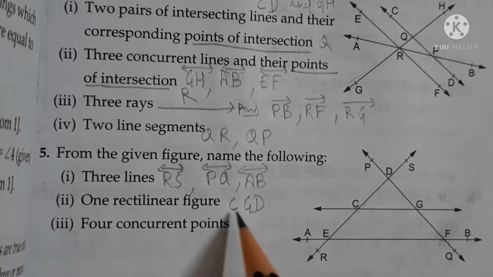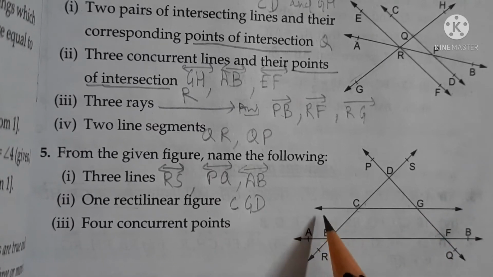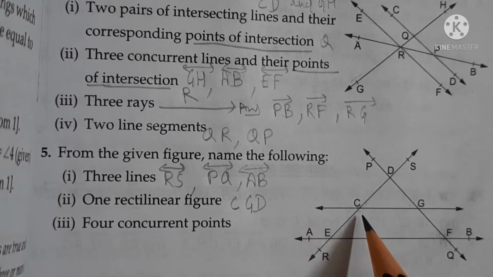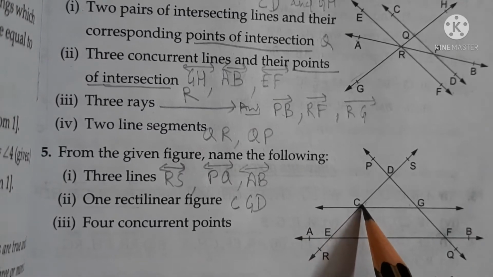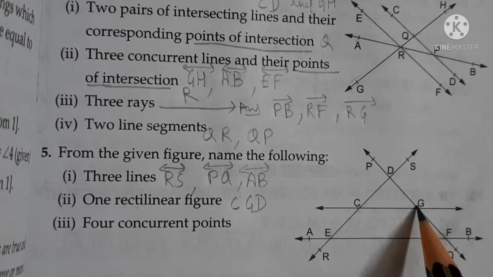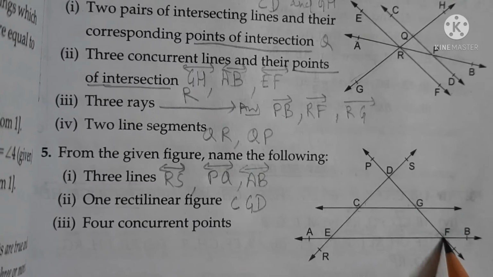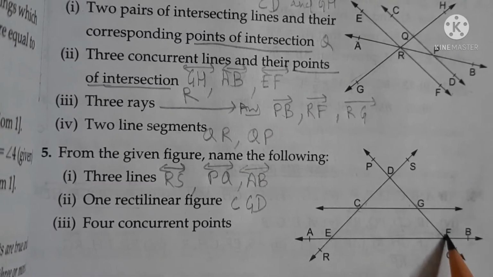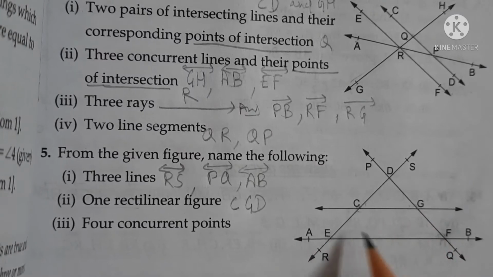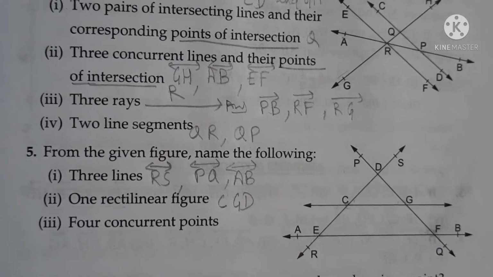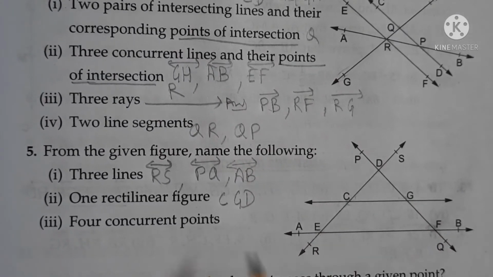So you can write in any way, but it should be in order. If you are taking starting from this, so this order will be followed. If you are taking F, then write here F, E, C, G, or F, G, C, E. So you know better what you have to write.